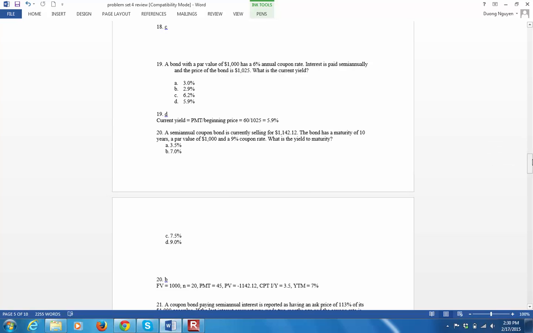Now number 19, what is the current yield? Current yield is basically equal to coupon payment divided by price, so it is 60 divided by 1025.